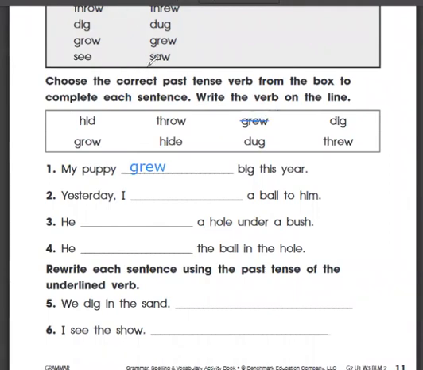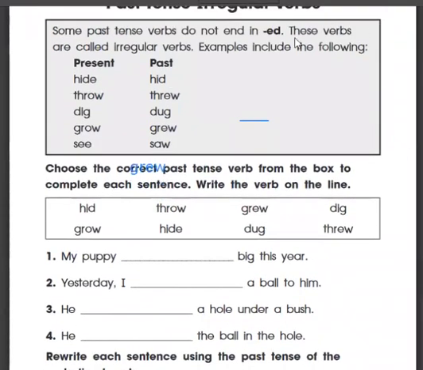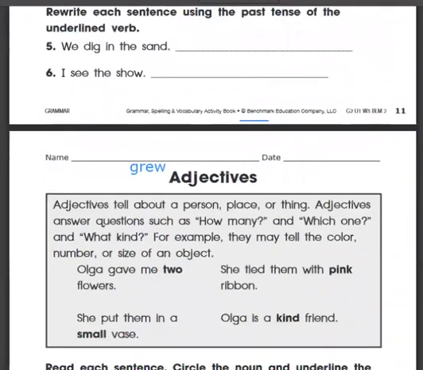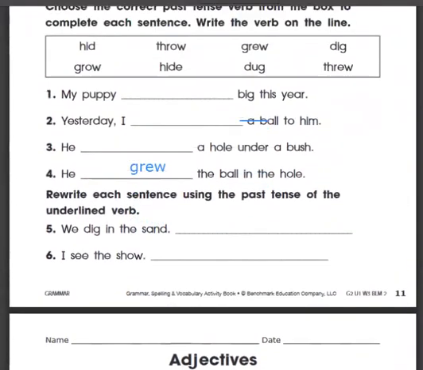And you can check the box up atop to remind you of which one is the present and which one is the past. We're only going to use these words on this side. Hid, threw, dug, grew, and saw. We're only going to use the past tense ones. So we can just ignore the ones on the left, the present tense.